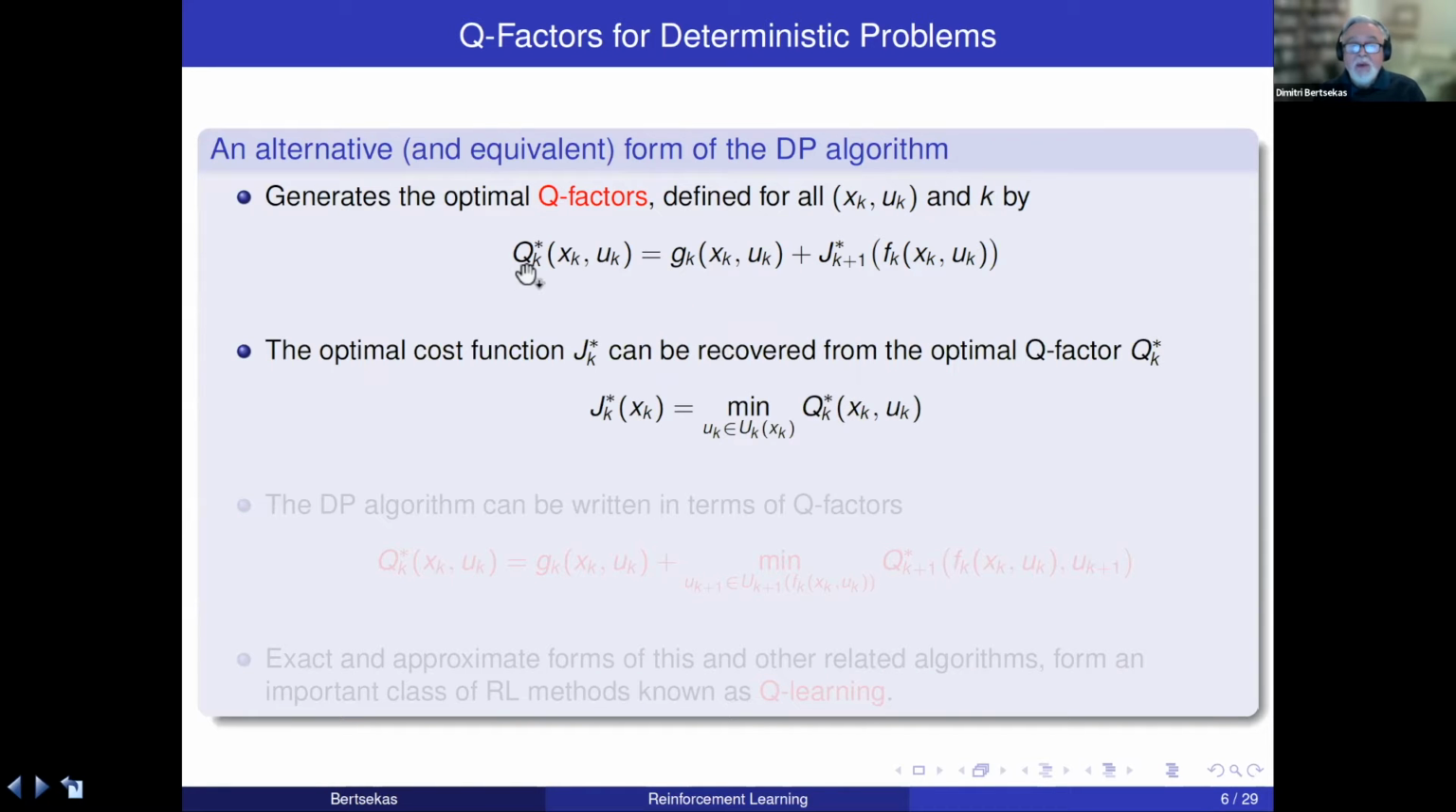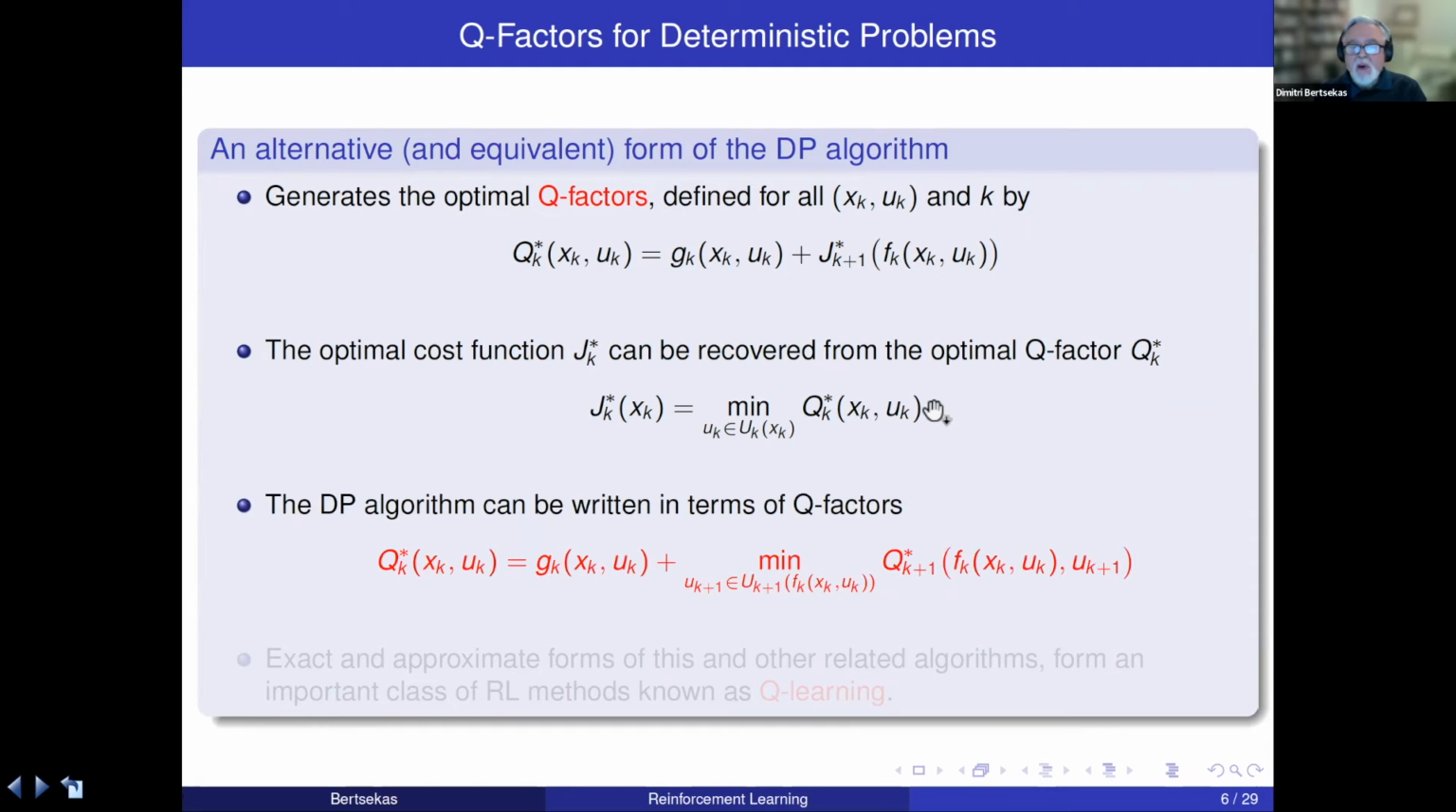And if we know these Q factors, then we can calculate the optimal costs by just minimizing here. This is just the dynamic programming algorithm with this expression plugged in here. So we can combine these two equations also and write the dynamic programming algorithm in terms of these Q factors. Okay, so the Q factor is defined like so.